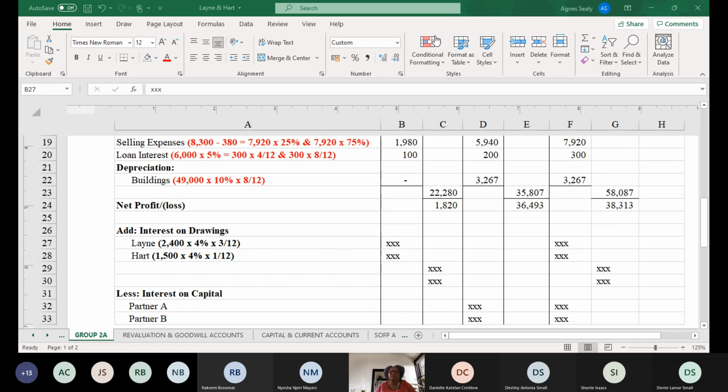Any figures? $24 for Layne. Pardon? I got $24 for Layne. Mm-hmm. $24 for Layne, and what for Hart? $5 for Hart.